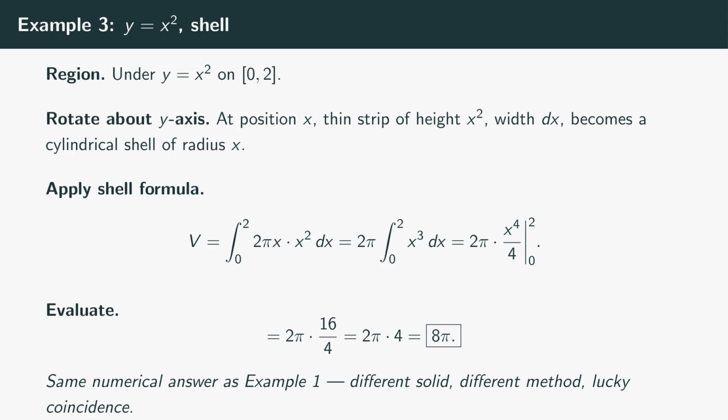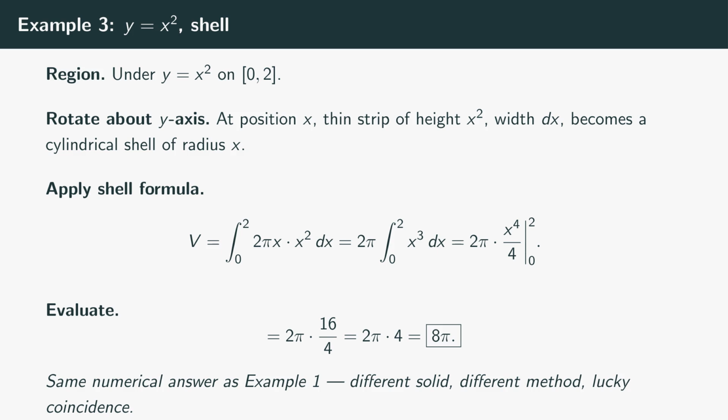Third worked example, the shell method. Rotate the region under y equals x squared from x equals 0 to x equals 2 around the y-axis. Picture it. The parabola y equals x squared rises from the origin to height 4 at x equals 2. The region beneath it sits in the first quadrant, bordered on the left by the y-axis. Spin it around the y-axis. You get a 3D solid that looks like a bowl, a paraboloid-shaped bowl with an inside.